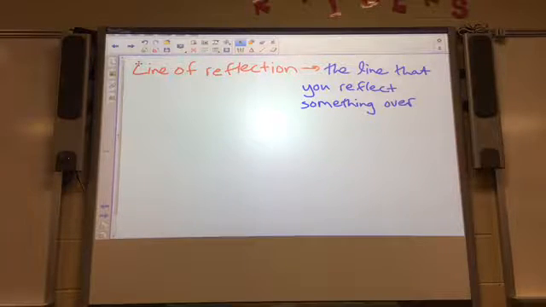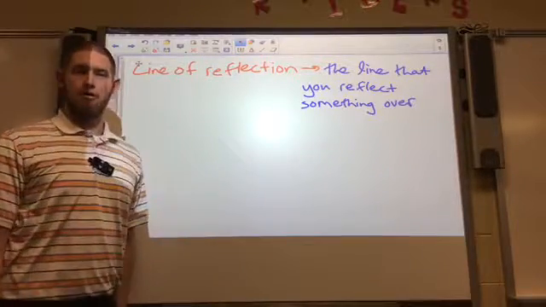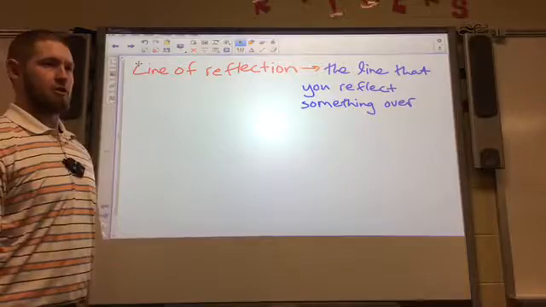Now it does have to be a line, so you got to keep that in mind. You can't reflect over a point. That doesn't make any sense. You got to reflect over an entire line.